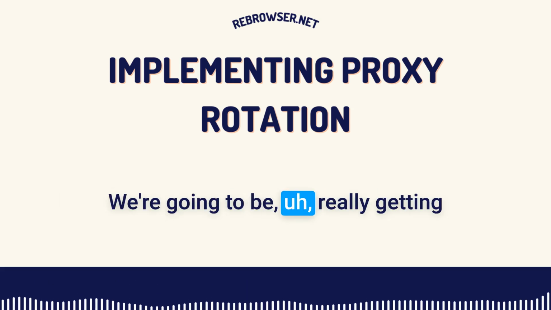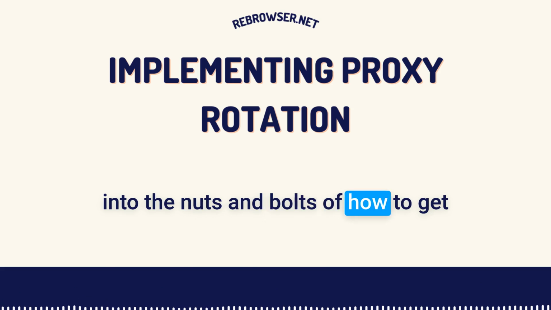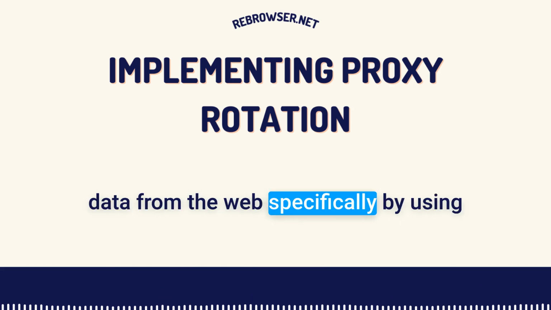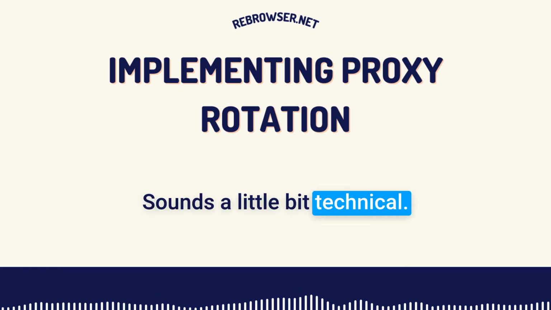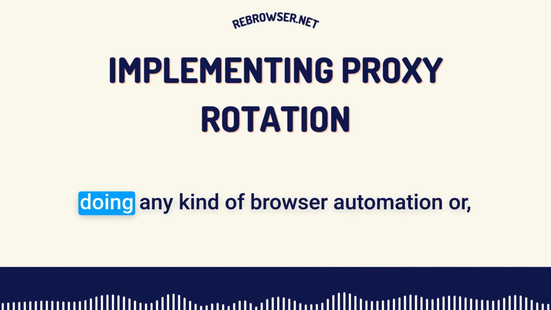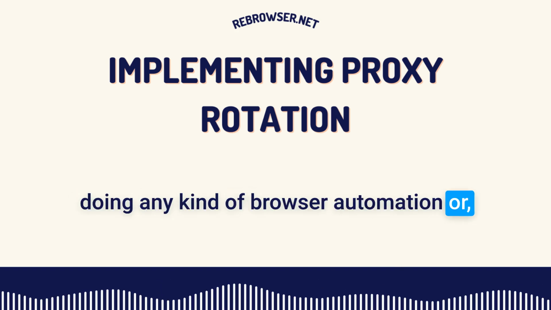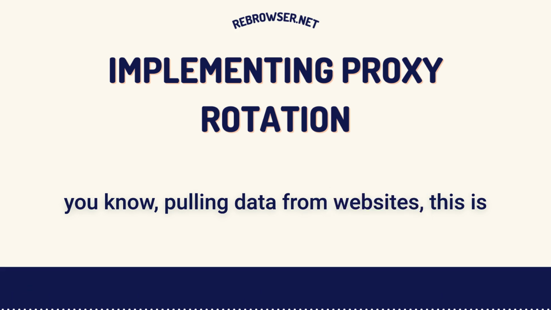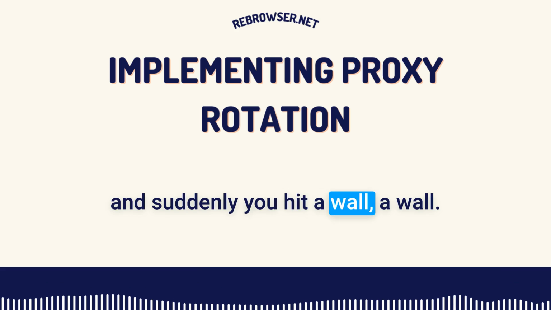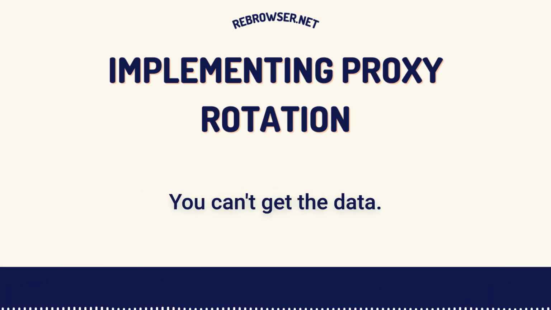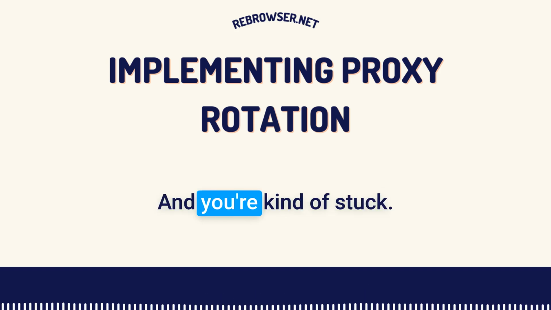Today we're going to be really getting into the nuts and bolts of how to get data from the web, specifically by using something called proxy rotation in Python. Sounds a little bit technical. Yeah, it sounds very technical, but if you're doing any kind of browser automation or pulling data from websites, this is something that you've probably encountered. You're trying to get information and suddenly you hit a wall. A wall? Yeah, you get blocked, you can't get the data, and you're kind of stuck.